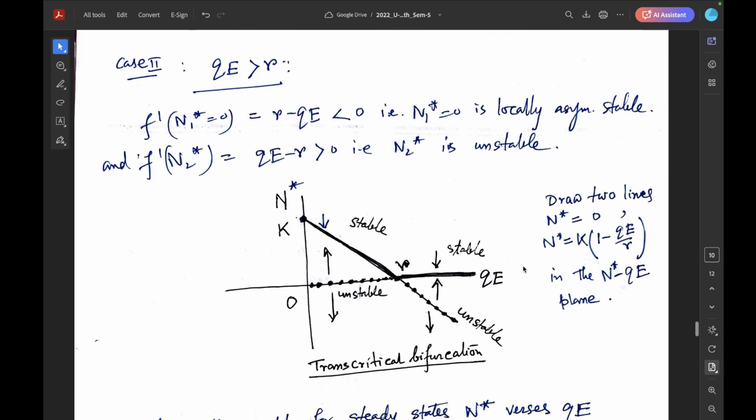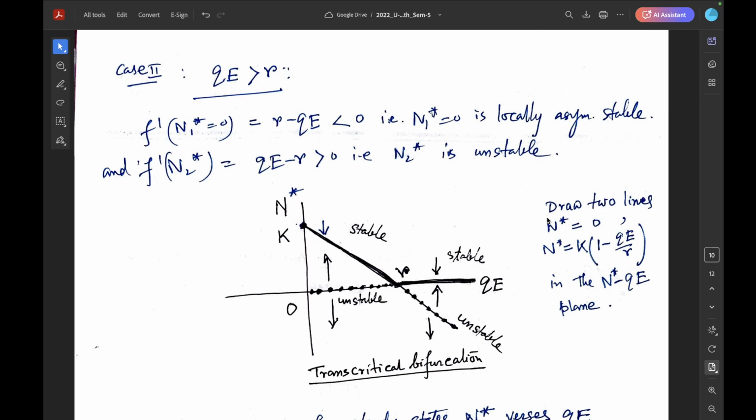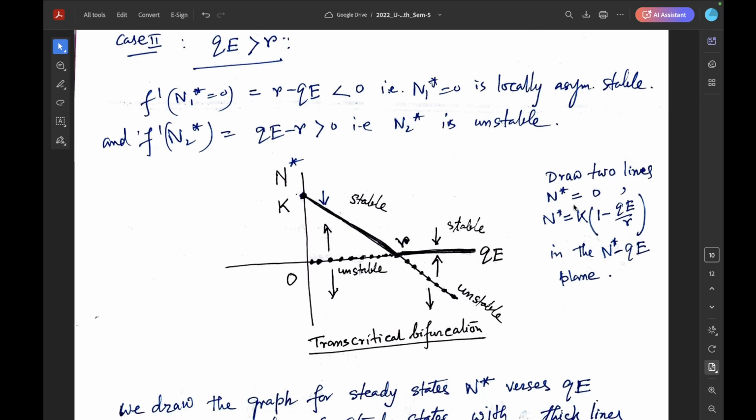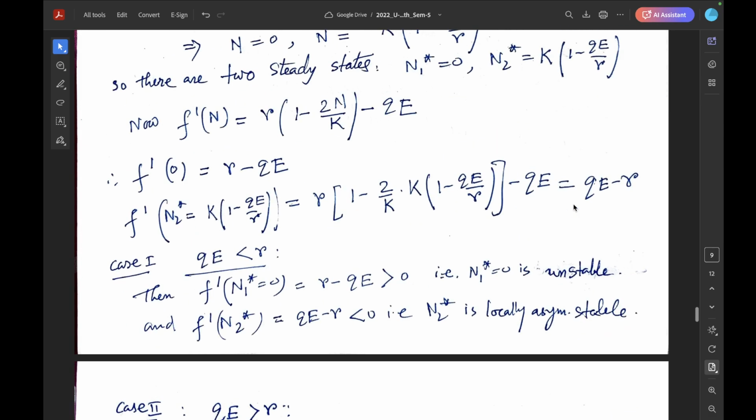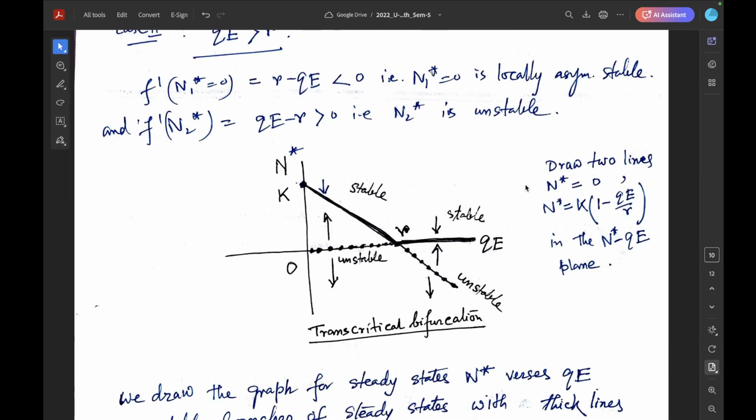So if we draw this transcritical bifurcation, this axis is the qE axis and this axis is the N* axis. First we draw these two lines, these critical points, N = 0 and N = this. So N = 0 is this line, the qE axis, and N* = K(1 - qE/r) is this line.